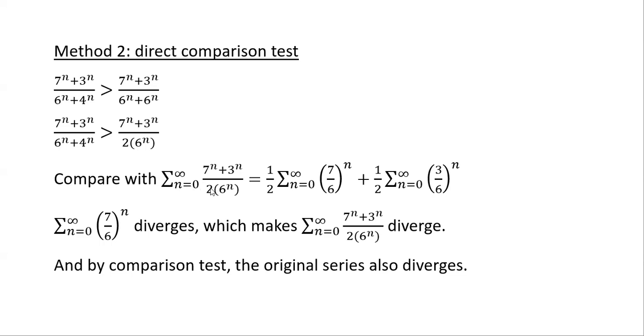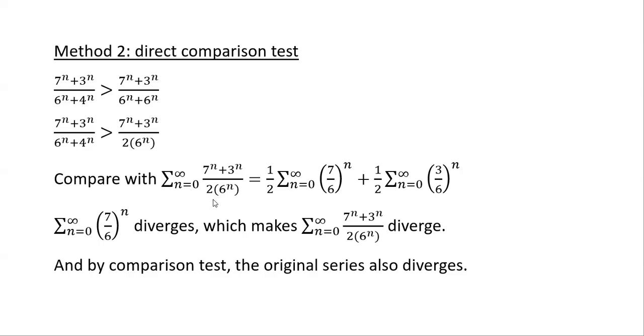Then we can use some algebra and properties of summations to rewrite it like this over here. This piece is a geometric series. This is also a geometric series. This part converges, with r equals half. Over here, r equals 7 over 6, which is greater than 1, so it's going to diverge. This piece diverges, so this whole thing is going to diverge.